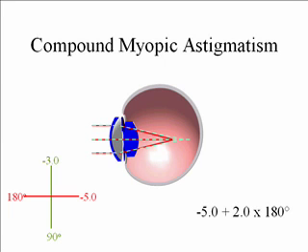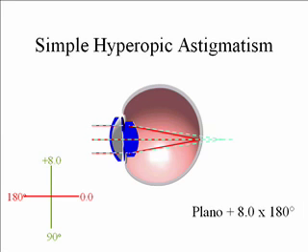This is a patient with compound myopic astigmatism, and in this case, both of the focal lines are in the vitreous. And the prescription I've given as the example here is -5 + 2 x 180. This is a patient with simple hyperopic astigmatism, and you'll remember that I said that simple means that one of the focal lines is on the retina.